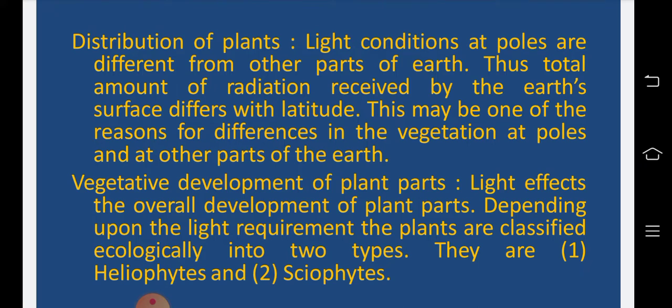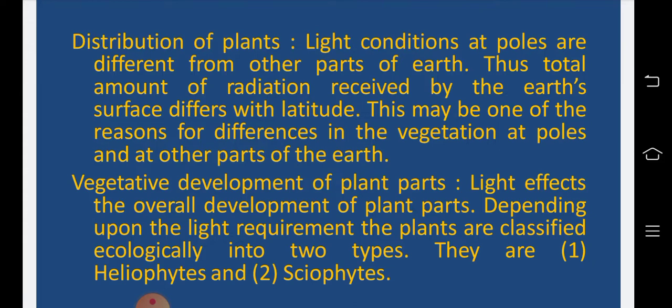Distribution of plants. Light conditions at the poles are different from other parts of the earth. Thus, the total amount of radiation received by the earth's surface differs with latitude. We know at the equator the light radiation is high. As we go towards the poles, what happens? The light intensity decreases. This may be one of the reasons for differences in the vegetation at the poles and other parts of the earth.